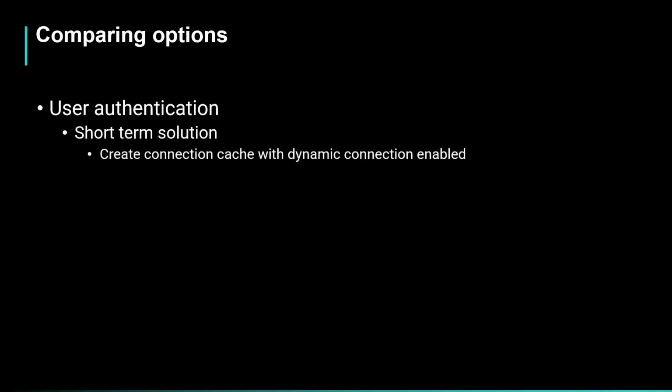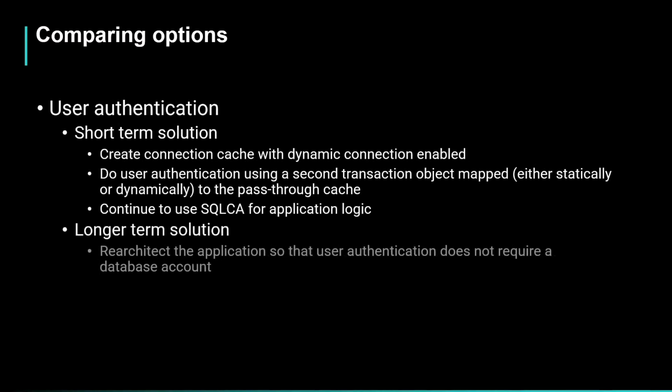There is one other option, but I would only suggest considering it in the short term, and that's using essentially a merged or mixed type of mapping of connections. What you could do is have a connection that's going to be the connection pool, and use that for SQL CA. Use that for 95 to 99% of the database code that interacts with the database.